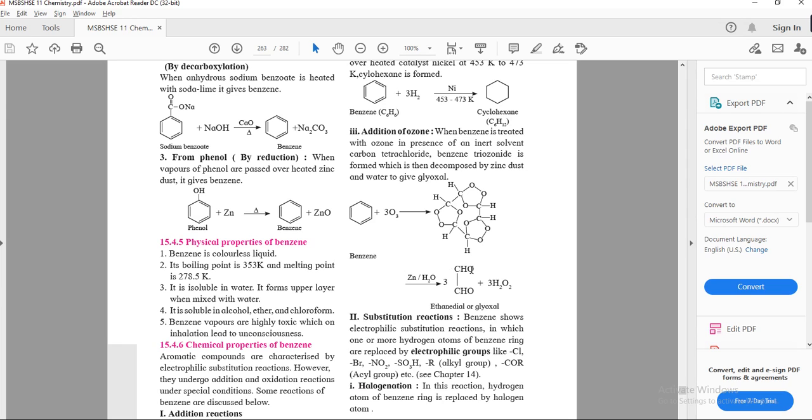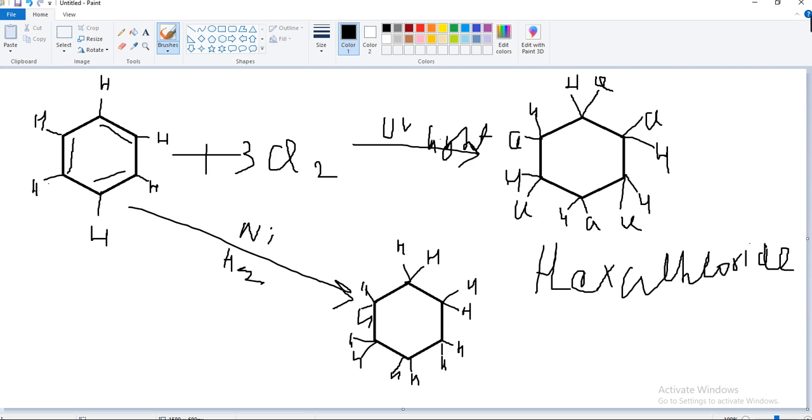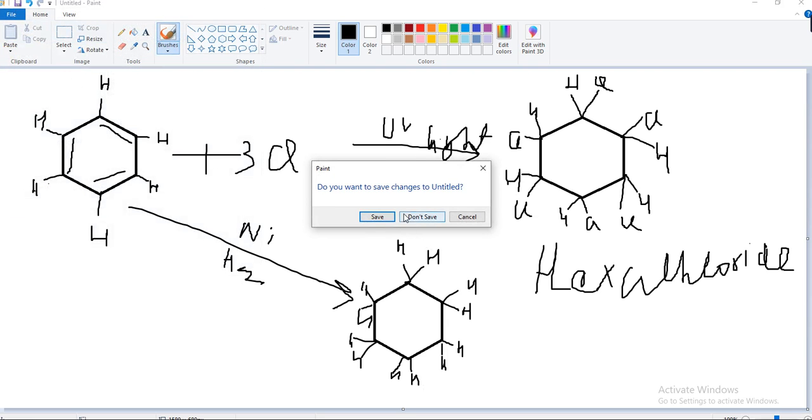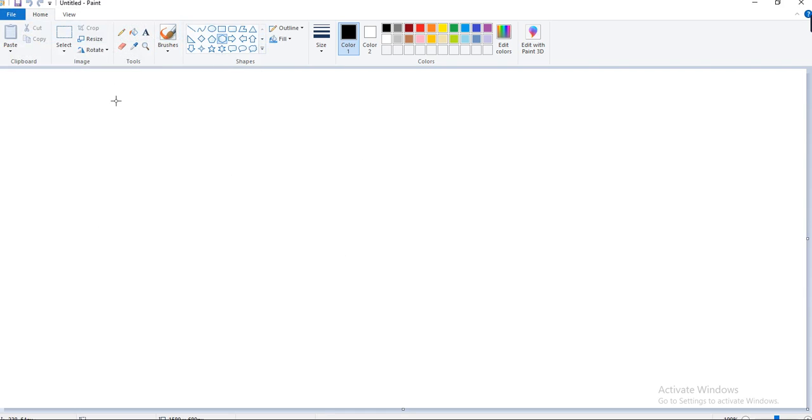See, CHO is what? Aldehyde, C double bond O, H. It is a triozonide. See, this ring is having 3 different rings connected by these 2 carbon atoms, and in each ring there are 3 oxygens and 2 carbons. So see the structure: benzene to triozonide, and after reacting with zinc dust, it will form glyoxal.